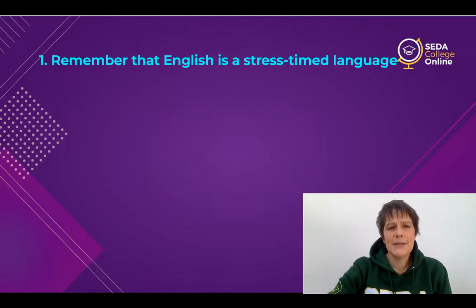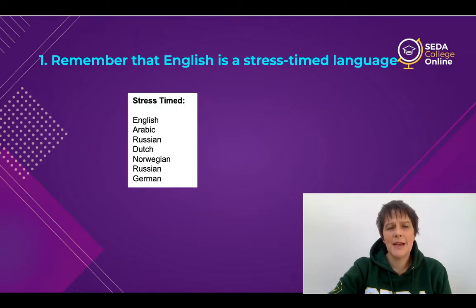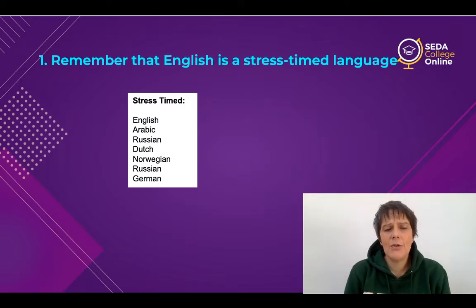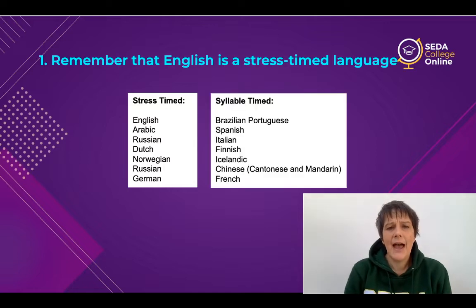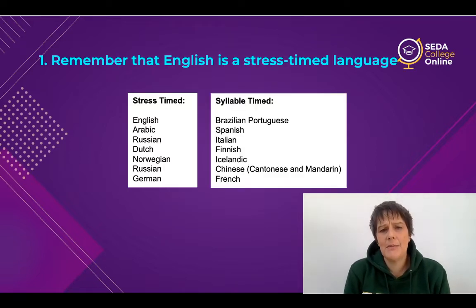So my first point is to remember that English is a stress-timed language. And so what is a stress-timed language? Well, we have quite a few different ones. English, Arabic, Russian, Dutch, Norwegian and German are all stress-timed languages. And this is different from syllable-timed, which is Brazilian Portuguese, Spanish, Italian, Finnish, Icelandic, Chinese and French.